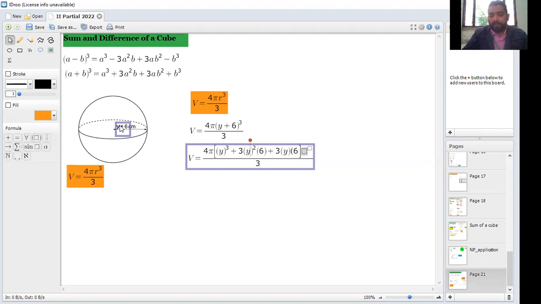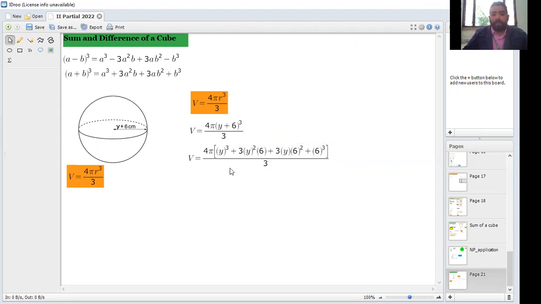After this step, what you have to do is divide by 3 to the second plus the last one, which is b cubed, or 6 to the third power. So we raise to the power of 3. And all of this expression, you are going to multiply by 4 pi and divide by 3.